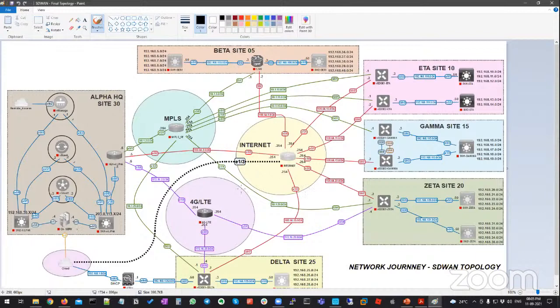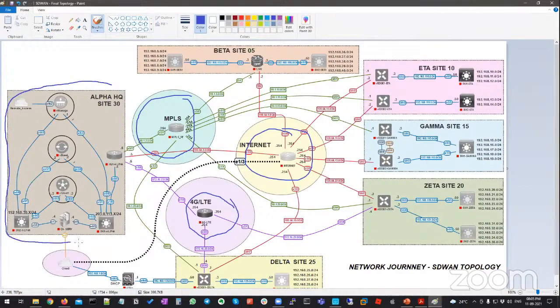Okay, so now what we are doing in our lab, we are emulating 3 service providers. Okay, one is your MPLS, another is going to be internet, the third one is going to be 4G LTE, which is again internet, you can say. So 2 internet circuits and 1 MPLS circuit. Okay, and then this is my alpha site, which is my headquarter site where I put all my controllers: vManage, vBond, and vSmart. Okay, and then we have a CA server for generating the certificates.